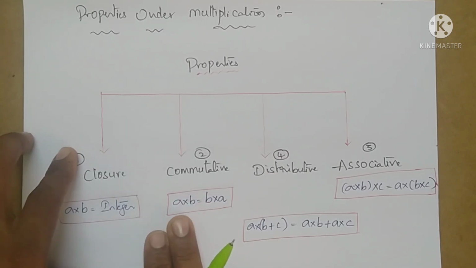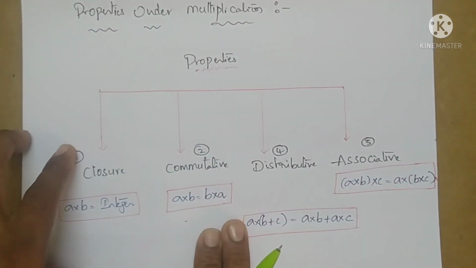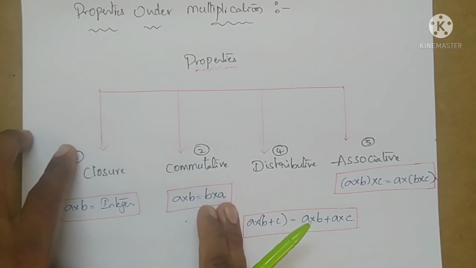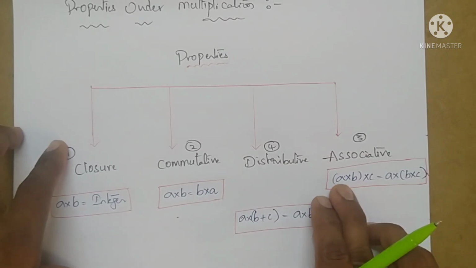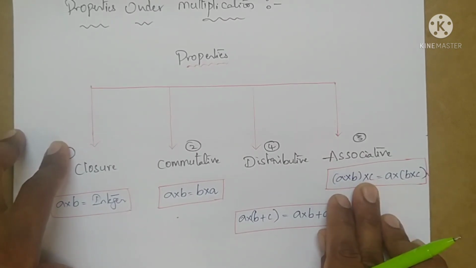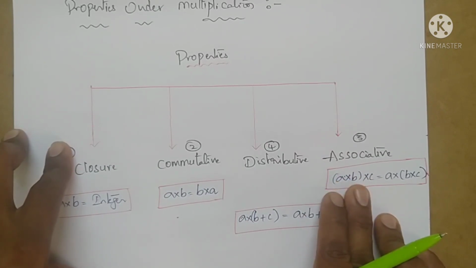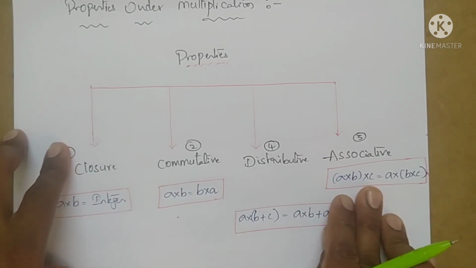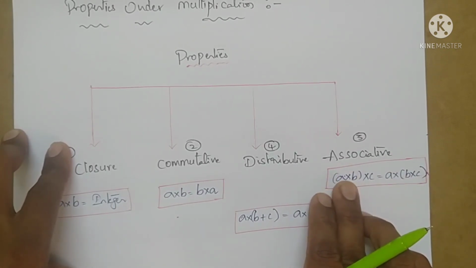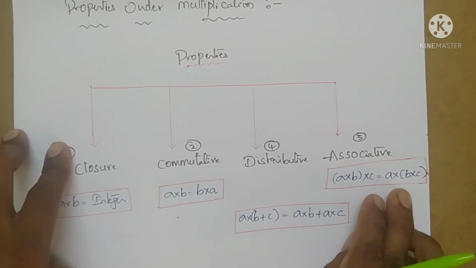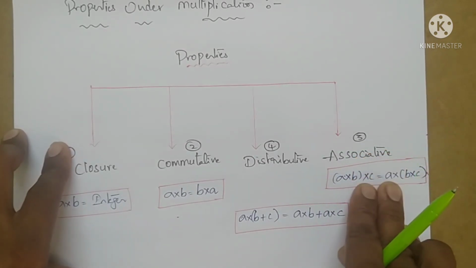So multiplication of a and b is always equal to multiplication of b and a. Next, the third one: for any three integers a, b and c, (a × b) × c is equal to a × (b × c), meaning (a into b) into c is equal to a into (b into c). This is our associative property.